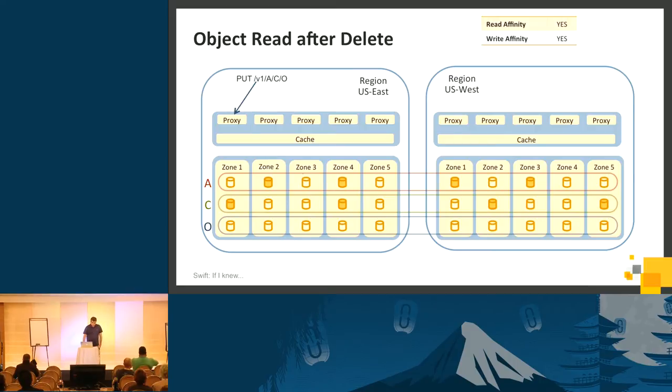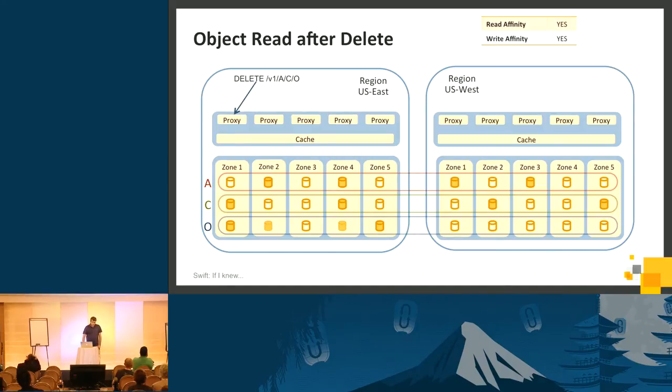So we put, we write the four objects. The two dotted ones are the handoff locations. We are then going to write the container updates, and we're going to have to spend 100 milliseconds doing that part, even though the object data is actually local. So for small objects, you still get a 100 millisecond hit. And we return to the user.